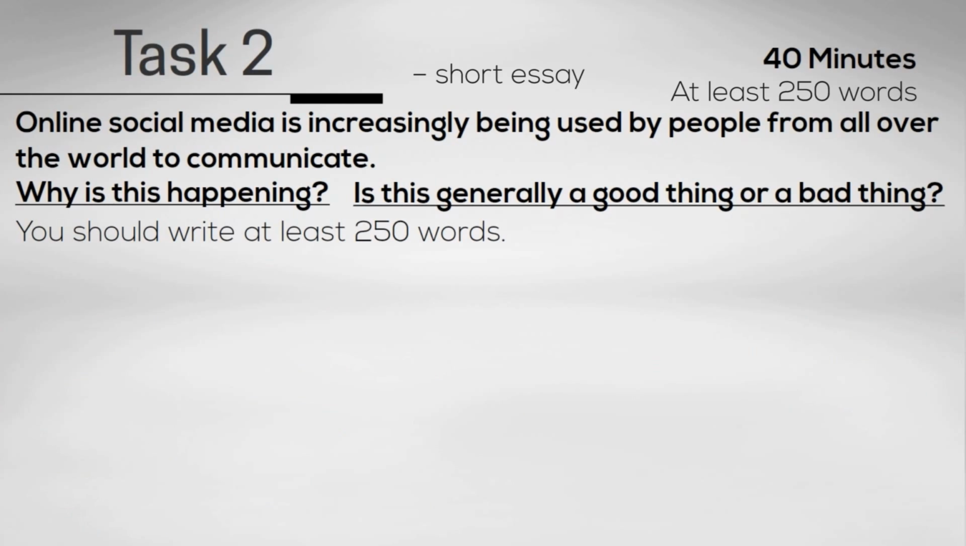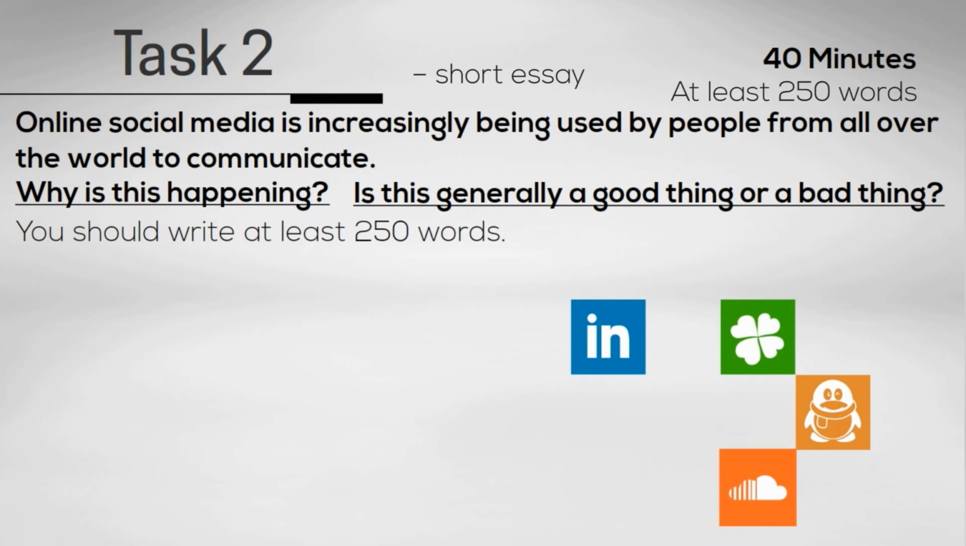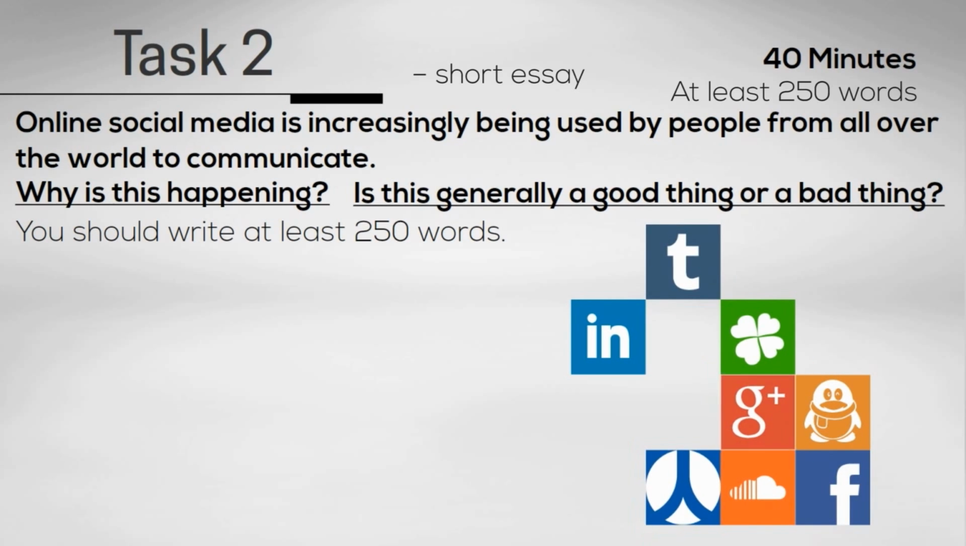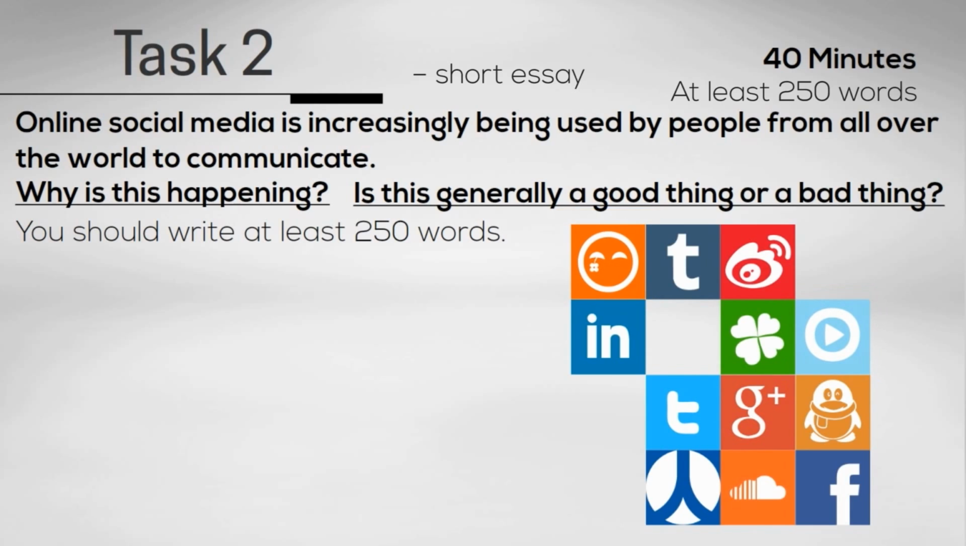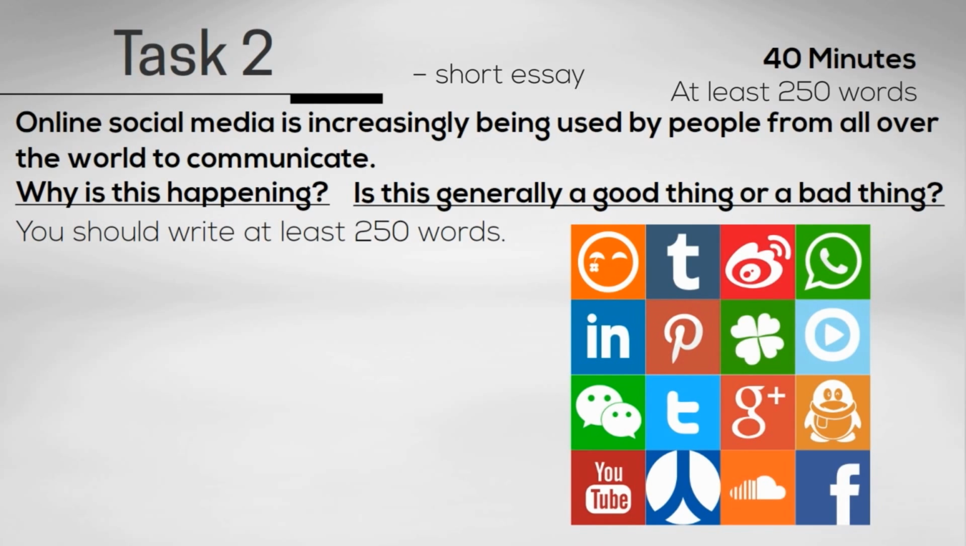In this essay, if you only describe the type of social media people used, you would not be answering the question, and you would get a lower score. If you wrote about how certain social media websites are restricted by companies or governments, this would be going off topic. This means a lower score.